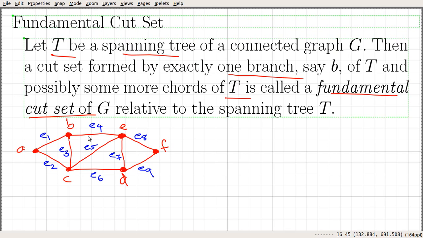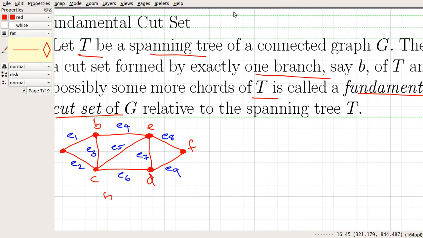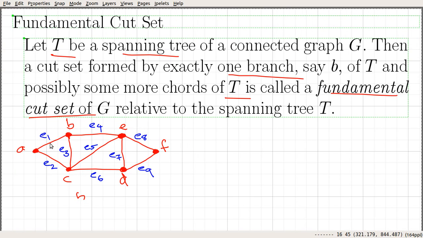Okay, so let's look at this graph. Let's call this graph G. First let's find a spanning tree for this graph. So let's consider this spanning tree, which I am going to highlight in this green color, T.